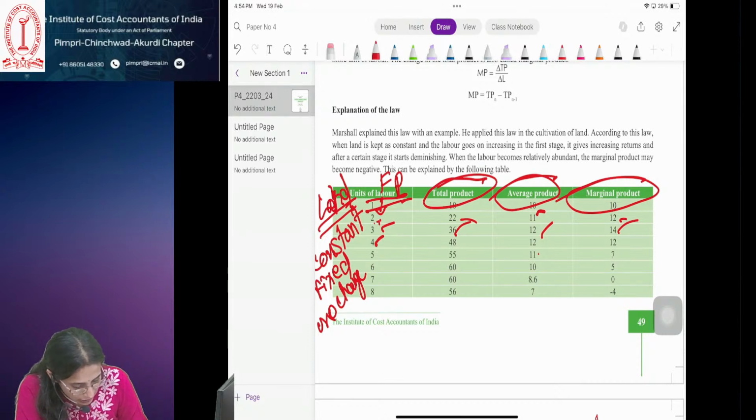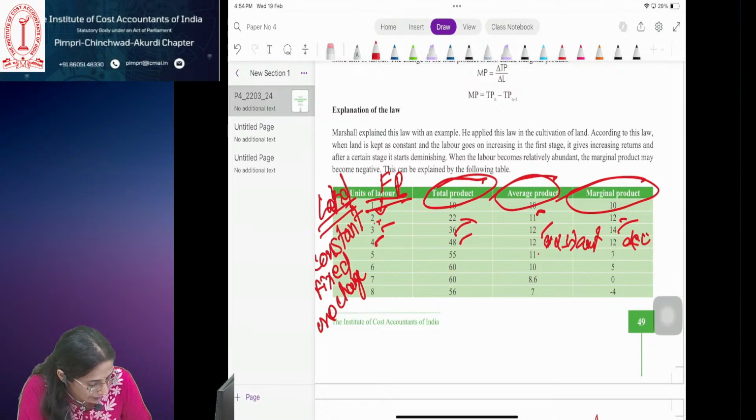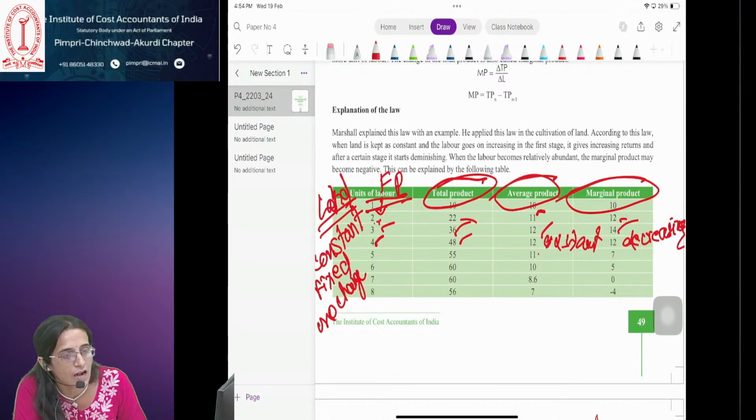Again, at the 4th stage, the total product is increasing. Average product, is it increasing? It is constant, right? 12, 12. You can see 12 is becoming 12 only again. So it is constant here. What is happening to the marginal product? It is decreasing. Due to what? Diminishing returns. We discussed the law of diminishing returns. After a certain time, even though the units of labor increase, the productivity of land will decrease. Marginal productivity will decrease. Total productivity will increase a bit, but the marginal productivity will decrease.